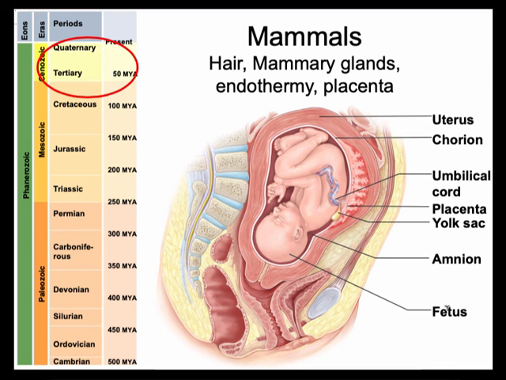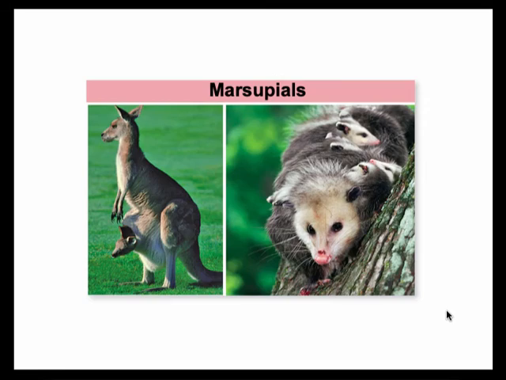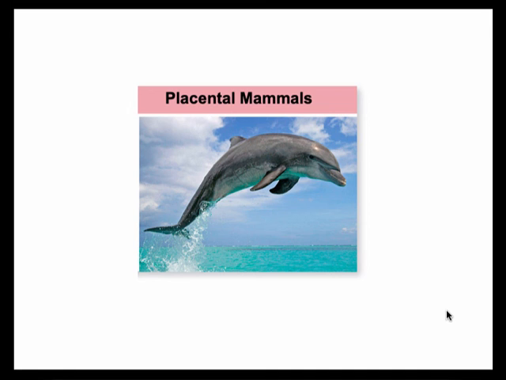The main characteristic that defines mammals is having hair, having mammary glands to feed our young, endothermy, which means we can keep our body temperature through metabolism, and a placenta. There are three main groups of mammals: the monotremes, which are the most ancestral, such as the platypus; marsupial mammals, which are mostly in Australia, but we also have a common marsupial in the Americas, which is the opossum; and placental mammals, which are the ones that you're the most familiar with.